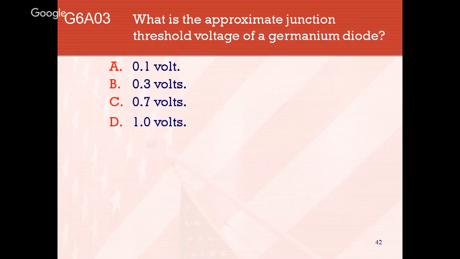What is the approximate junction threshold voltage of a germanium diode? Germanium diode, it looks like a little tiny glass diode, and typically it's about 0.3 volts. Your answer is B.